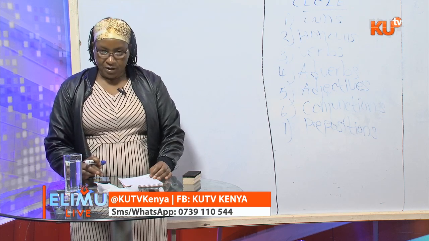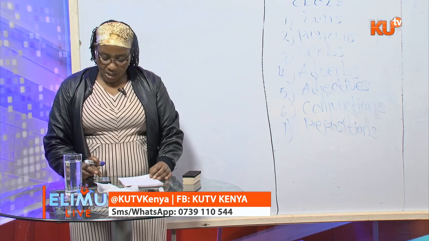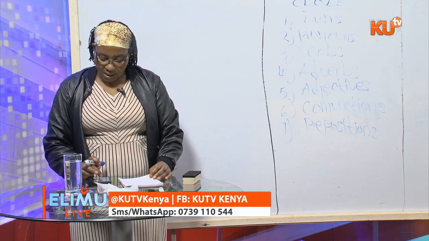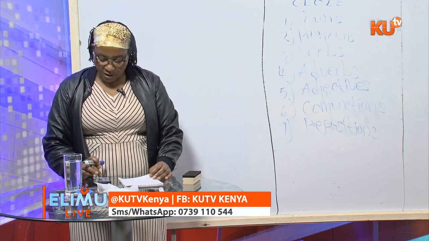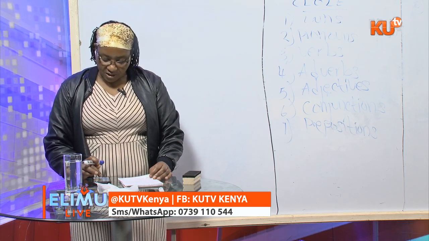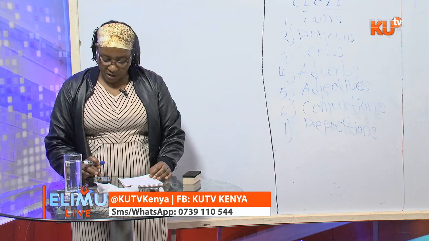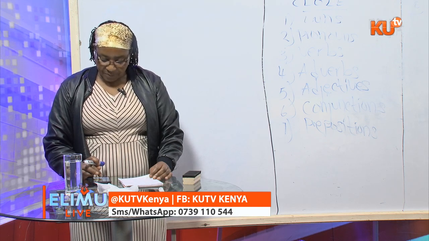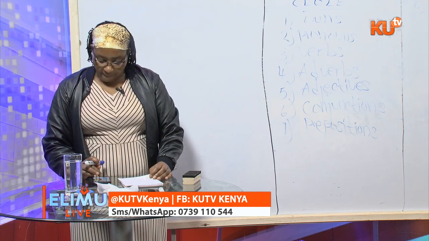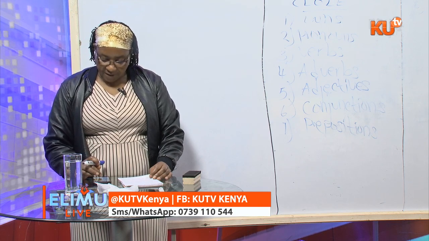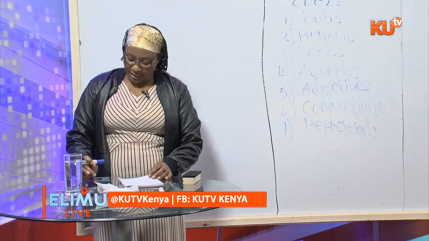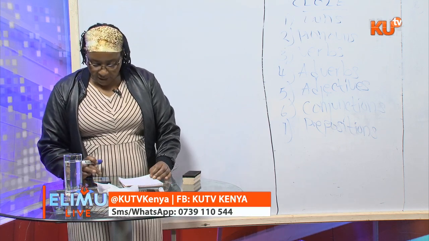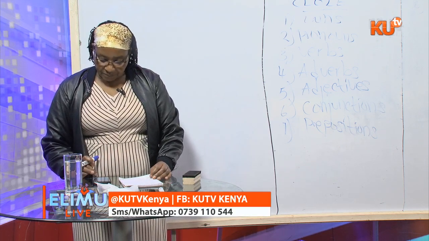Number 9, the farm. Number 10, occupations. 11, the sea. 12, industry. 13, clothing. 14, transport. Number 15, environment. And number 16, which is the last topic in that class, is tourism.